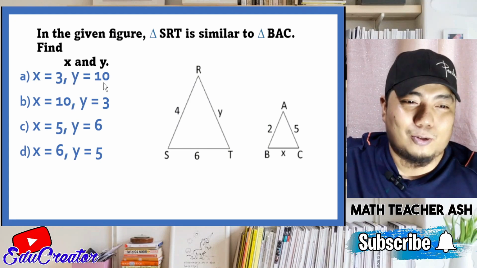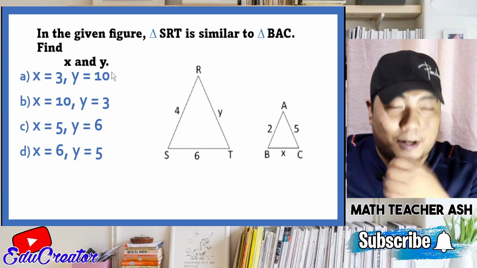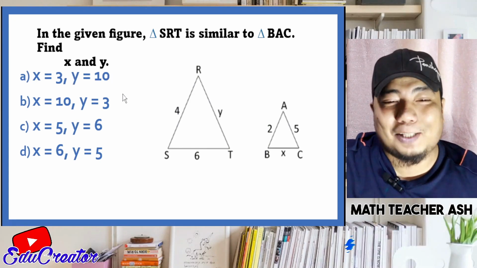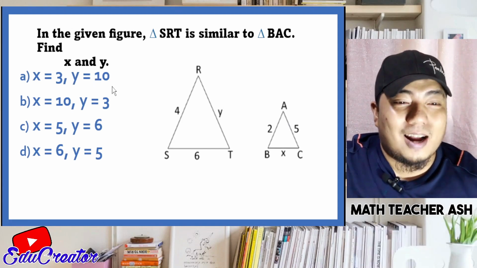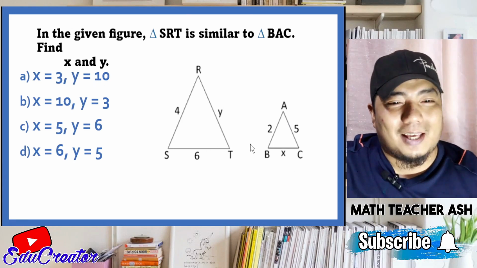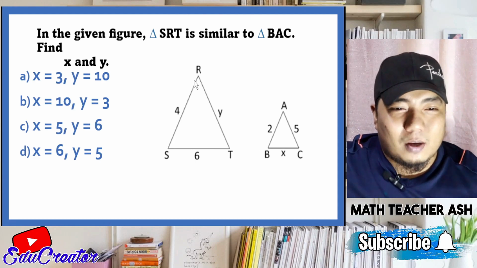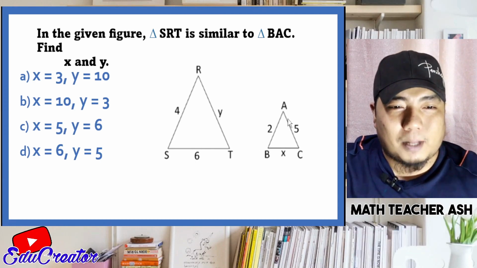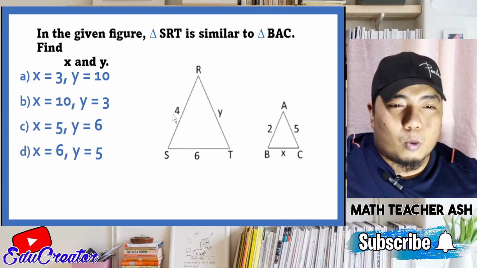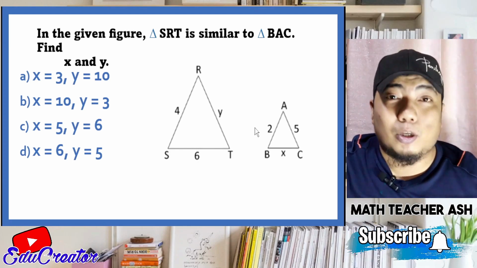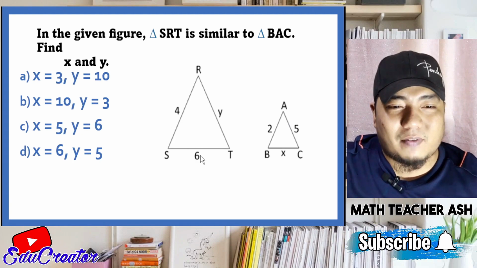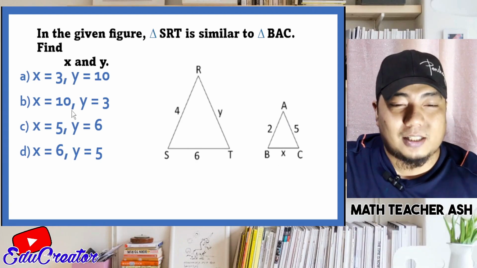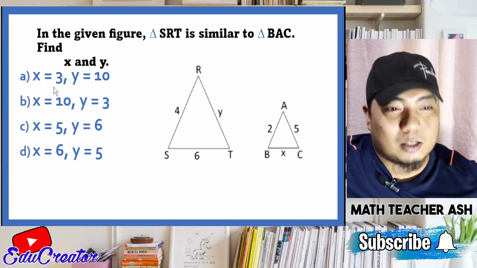So no need to solve for this one, but for compliance purposes, let's try to solve how we get 10 for y. Now you can also ask yourself, here is a complete corresponding pair, right? 4 and 2. What happened to 4? Why did it become 2? It was divided by 2. So you just get 6 divided by 2. The answer is 3. That is how we get x is equal to 3.